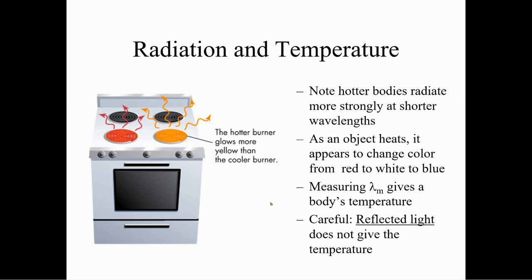Note radiation and temperature. Note hotter bodies radiate more strongly at shorter wavelengths. As an object heats, it appears to change color from red to white to blue. Measuring the wavelength gives a body's temperature. You have to be careful though, because reflected light does not give temperature. You have to get that direct light. So you cannot get the temperature of an object if it's reflected. The hot burner glows more yellow than a cool burner.